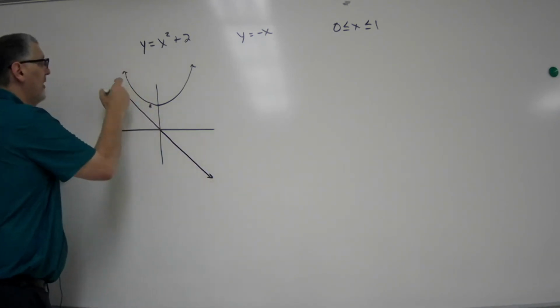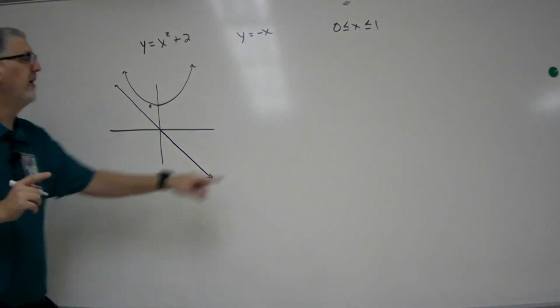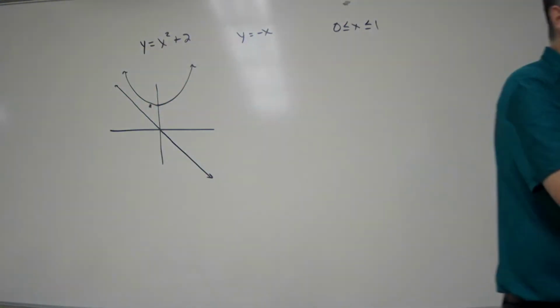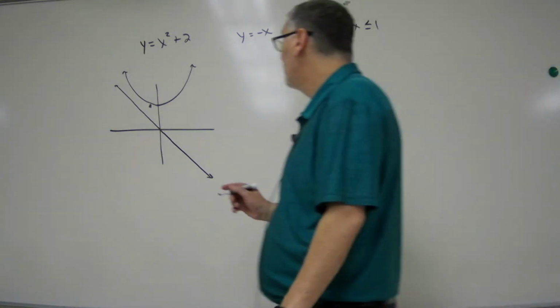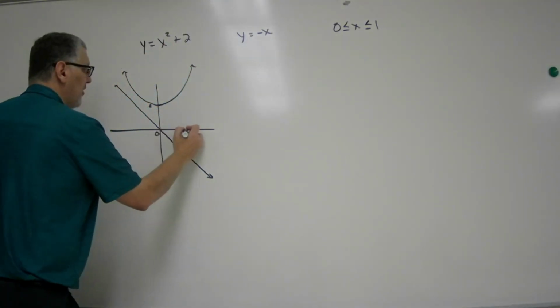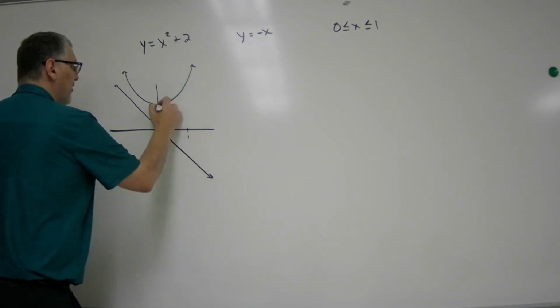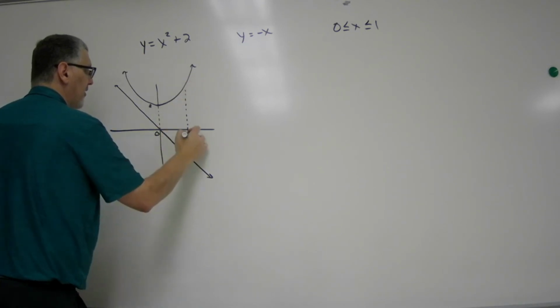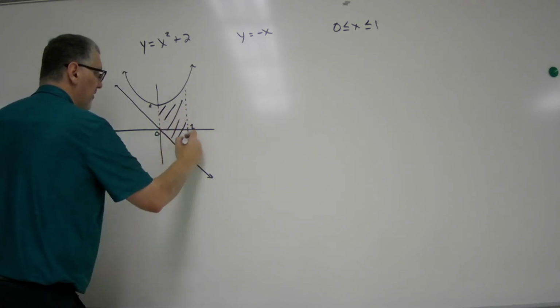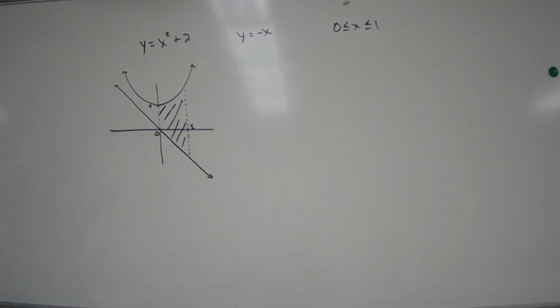Well, they will touch somewhere up here, eventually. But that's why you're told to find the area between 0 and 1, because this time they don't touch. They don't have to touch for us to find the area if I give you the bounds. Right? So I'm going from 0 to 1. So we're looking for that area right there. That's what we're looking for.